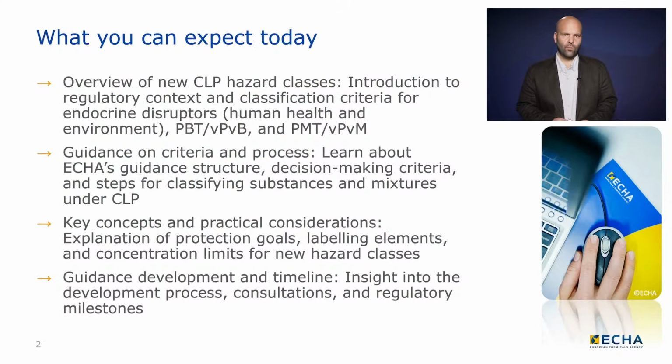So to start us off, we'll be covering an overview of the new classes. This includes an introduction to the regulatory context and the criteria used to classify endocrine disruptors for human health and the environment, as well as for substances that have persistent, bioaccumulative, toxic, and mobile properties. We'll then be diving into detailed guidance on the criteria and process. You'll learn about our guidance structure, the specific decision-making criteria, and the steps required for adequately classifying substances and mixtures under CLP.